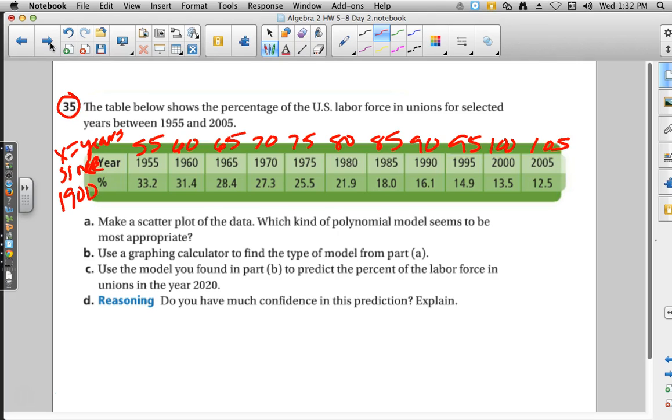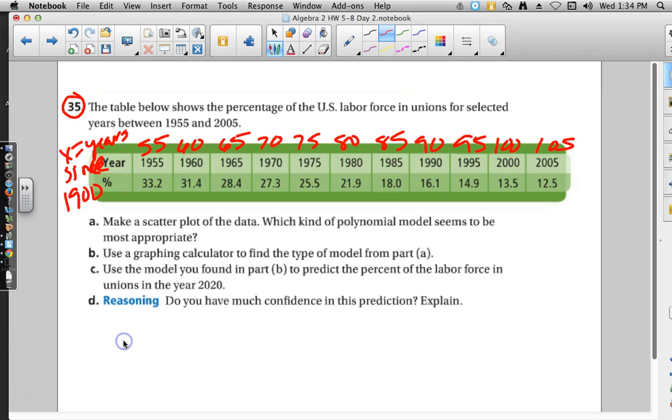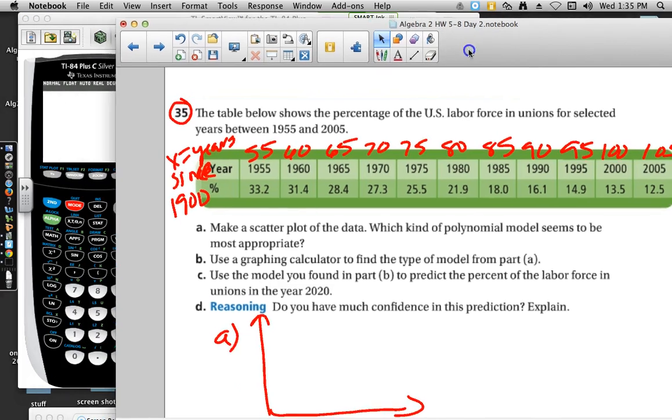But we need to get that data in. So I'm going to stop the video for a second so that I can type in this data. This is the year and then the percentage of the U.S. labor force. And it said make a scatter plot of the data. So we're just going to make a sketch of whatever we see on the calculator. I'm going to put these numbers in.